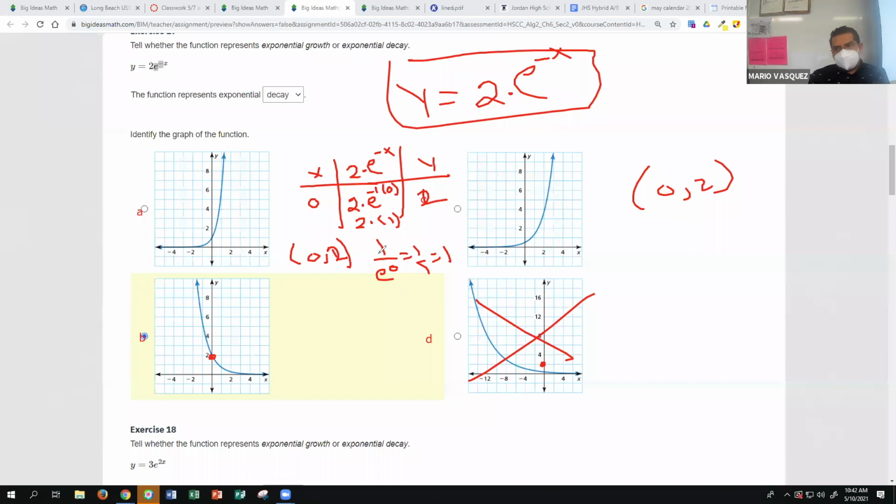So that would be 1 over e to the 0, or just 1. 1 over 1 is 1, and 1 times 2 is 2. Okay, I think that's it.